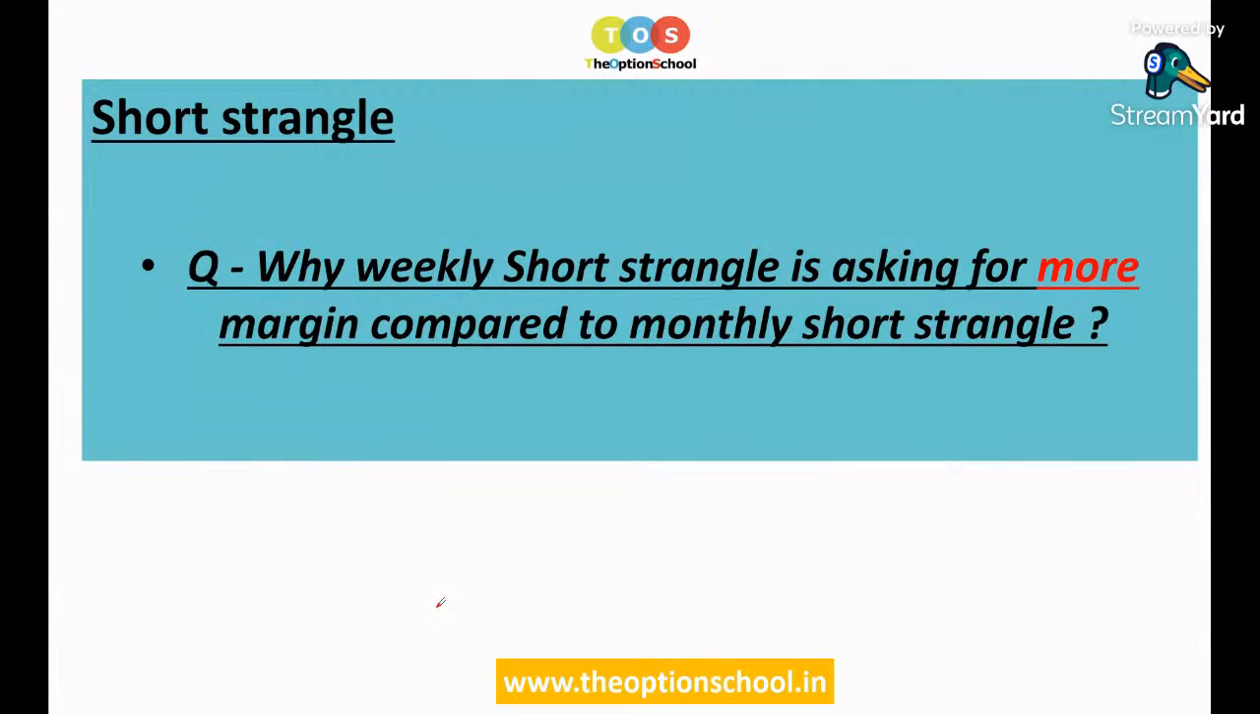As I have shown you, weekly short strangle, we are requiring a margin of 1,06,000. Monthly short strangle, we are requiring a margin of 95,000. So there is a difference of 11,000 rupees. So my question is, why a weekly trade is requiring more margin, a monthly trade is requiring less margin? There is a very fine aspect of margin calculations which is involved in the answer.